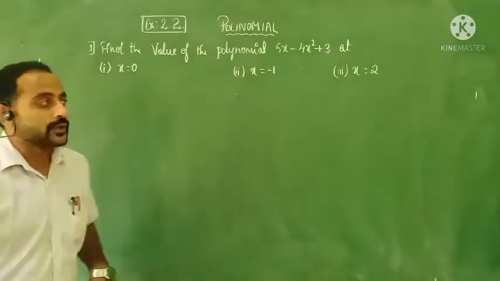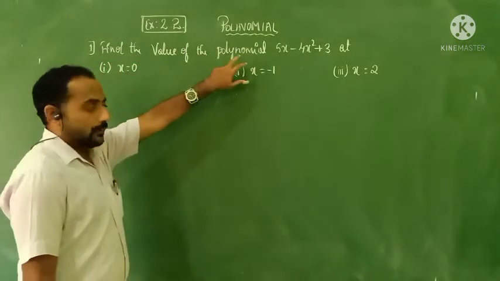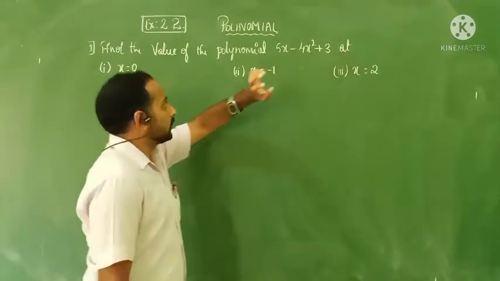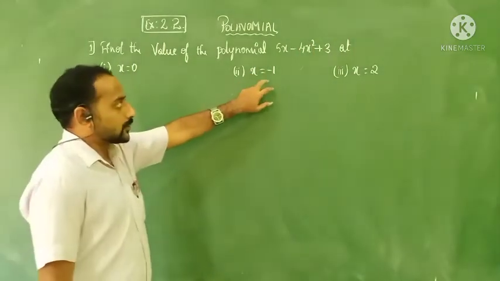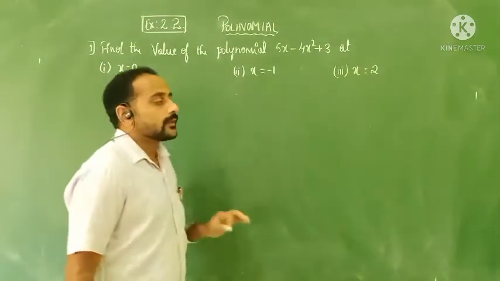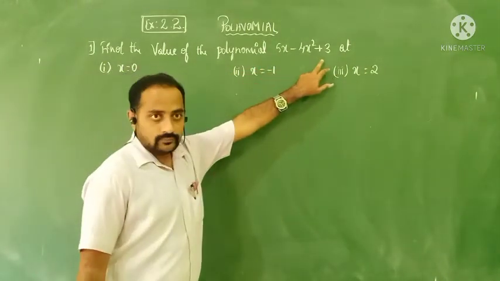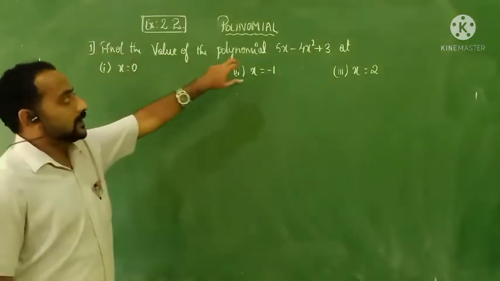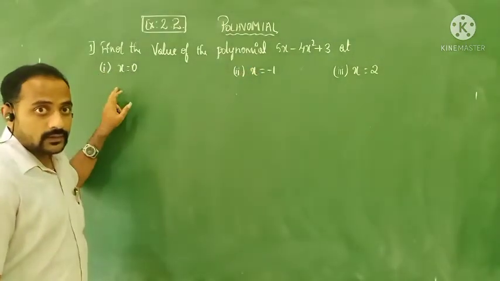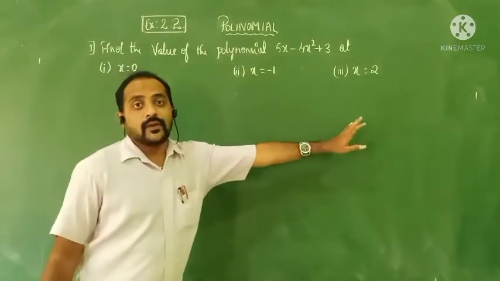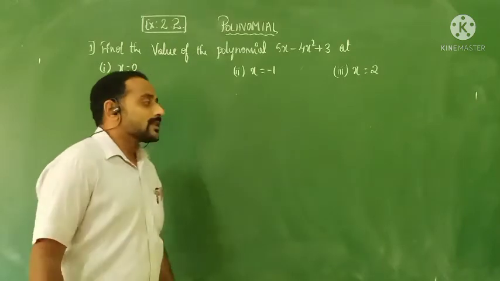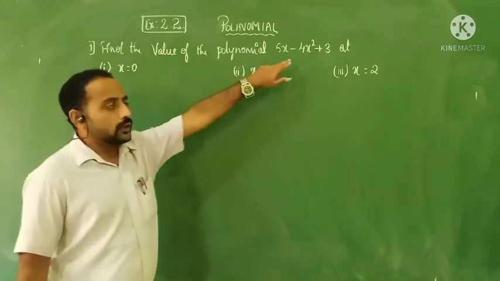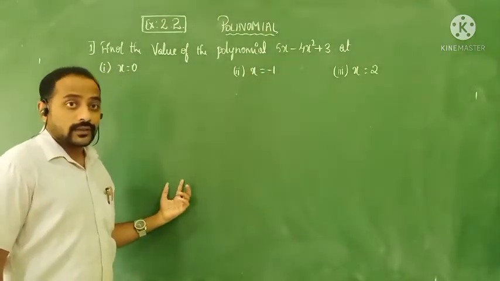Here is the first main question. Find the value of the polynomial 5x minus 4x squared plus 3 at x equals 0, x equals minus 1, x equals 2. Simple. He has given one polynomial, and we are going to find out the value of this polynomial at these values of x. What are we supposed to do? Just substitute the value of x into this polynomial and find out what the answer will be.